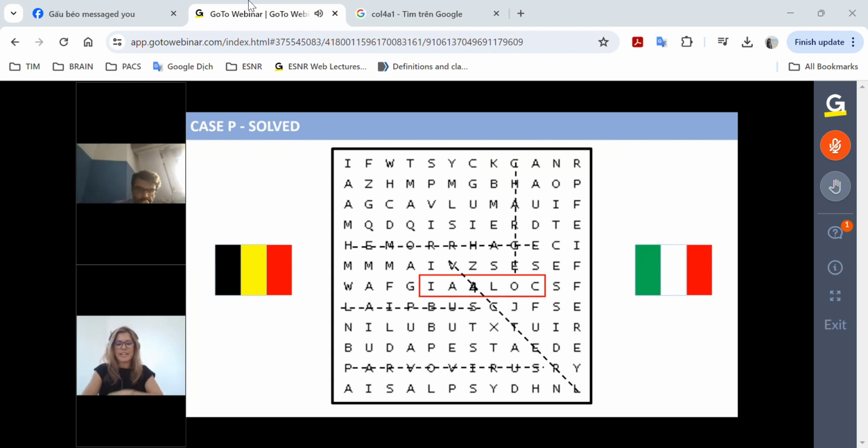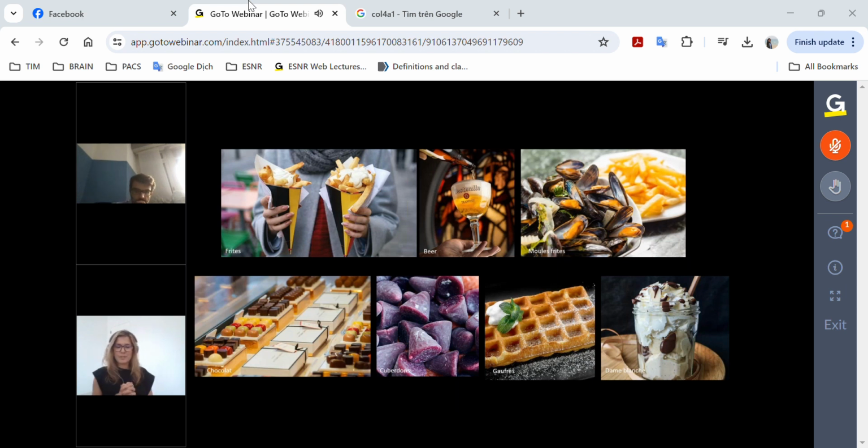Okay, thank you, Filippo. So let's go back to Belgium, where we love to eat and drink, and of course, you know that we are very proud of our fries, potato fries, the mussels. We have a lot of beers, more than 100. Chocolate is very famous in Belgium, and of course, there are sweets like waffles and dame blanche.